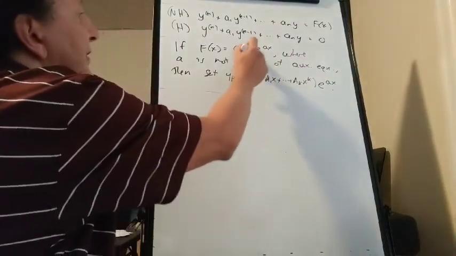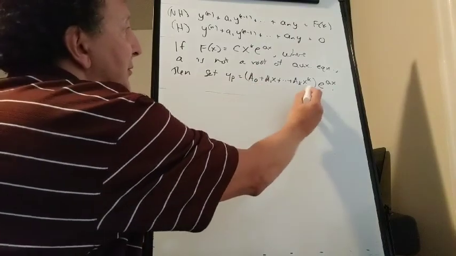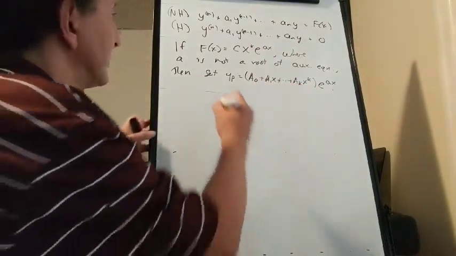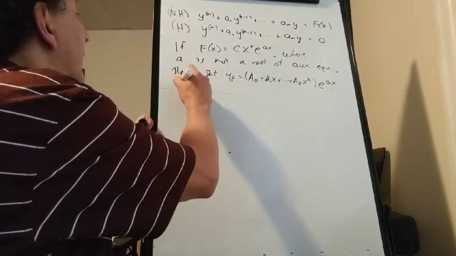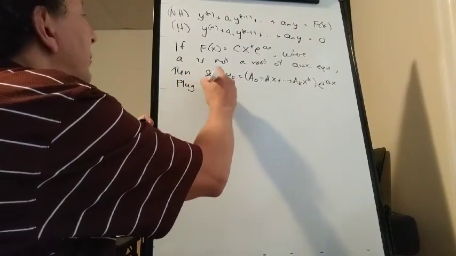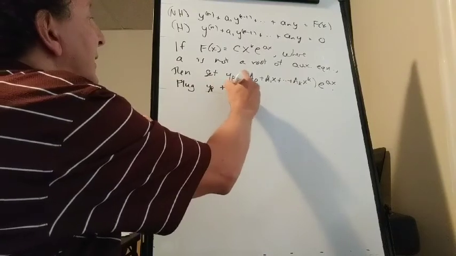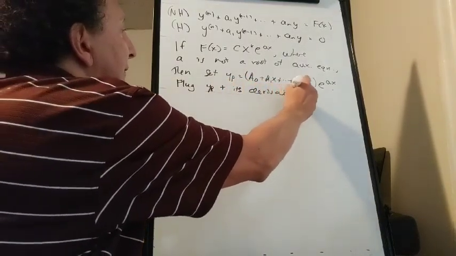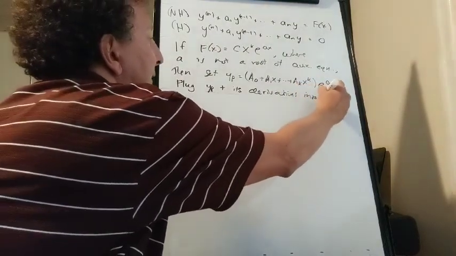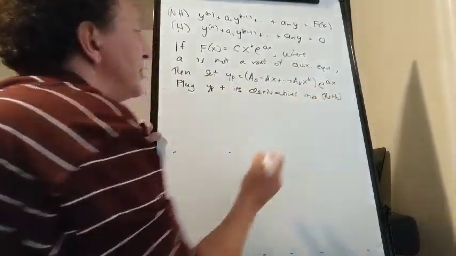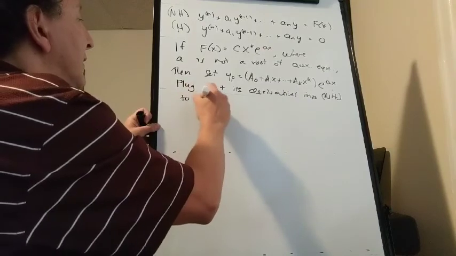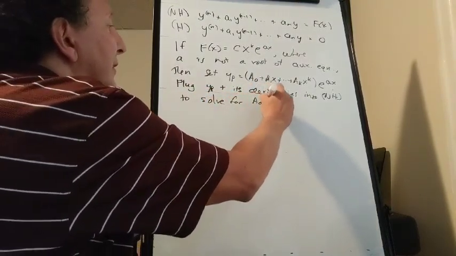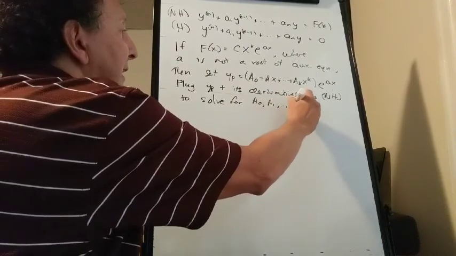So we're replacing this x to the k with a general polynomial of degree k, and we might need these lower power terms. And then we plug yp and its derivatives into the non-homogeneous differential equation to solve for a0, a1 up to ak.